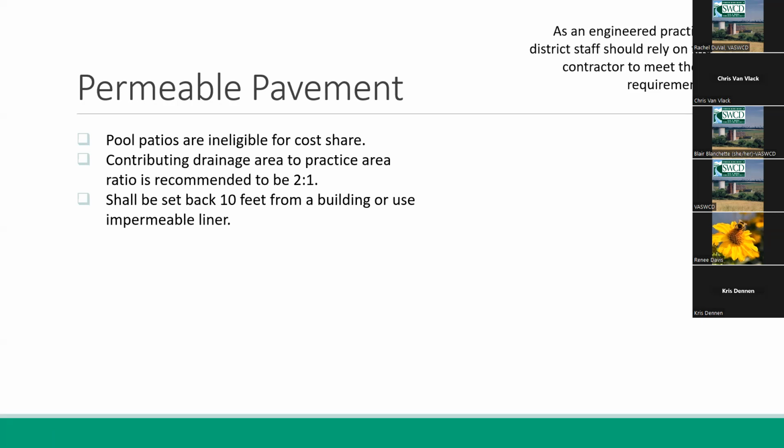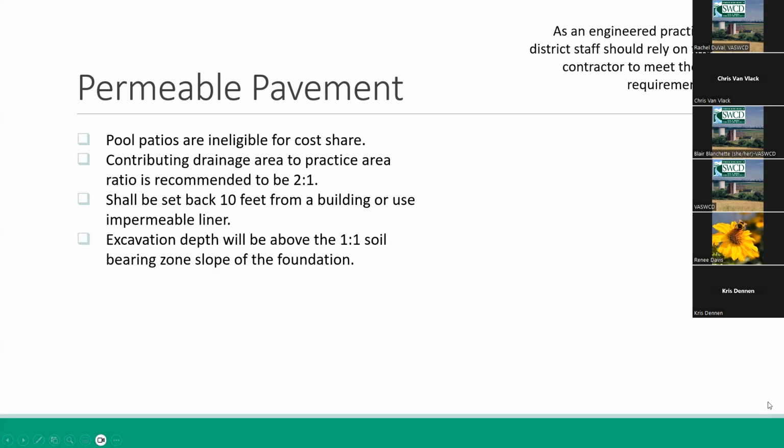So I'll point that out in a bit, but just want you to be aware. Again, 10 feet from a building or use an impermeable liner. A lot of times it depends on the nature of the building that the permeable pavement is up against. Is there a basement? Is there something else nearby we need to be concerned about? But that option is there to protect the foundation, to use an impermeable liner between the practice and that foundation. Excavation depth will be above the 1-to-1 soil bearing zone slope of the foundation. So we're protecting that foundation again while excavation is occurring and the practice is installed.